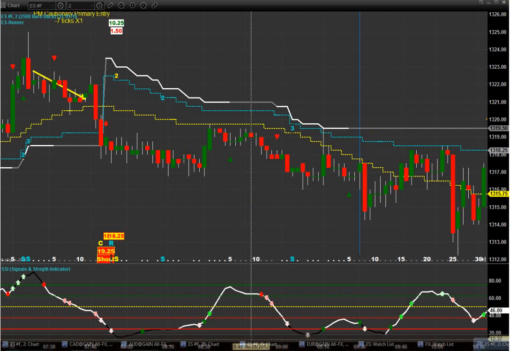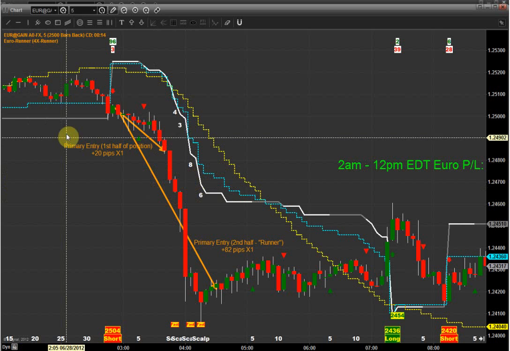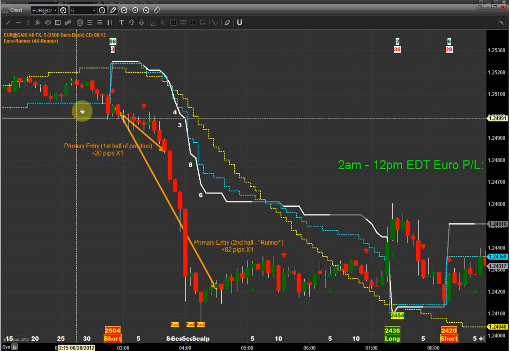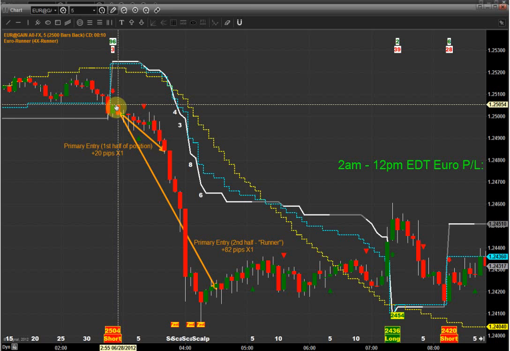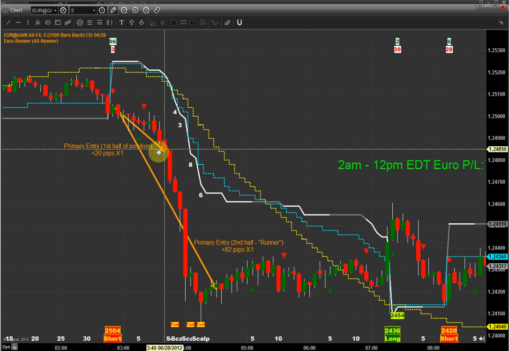Now let's go to the euro on that same day. We're taking profits between 2 a.m. and 12 p.m. First trade short here at 2:55 in the morning. First half of your position, you take out a profit of 20 pips. That was done here. Second half, you allow it to run.